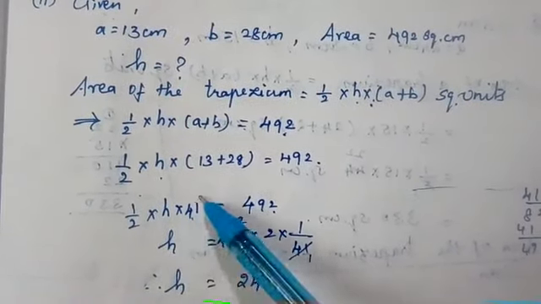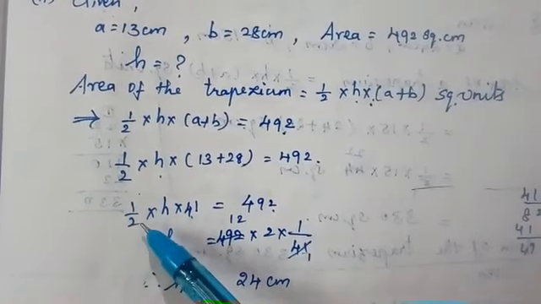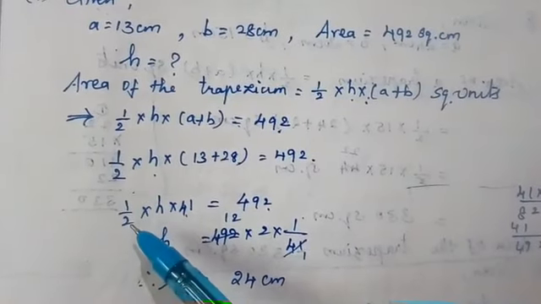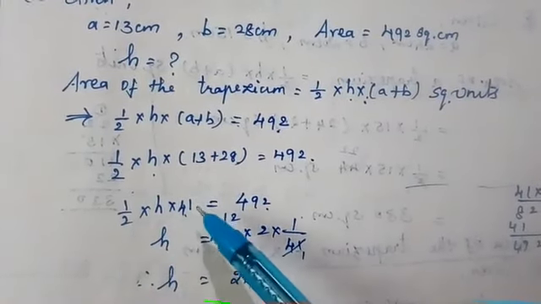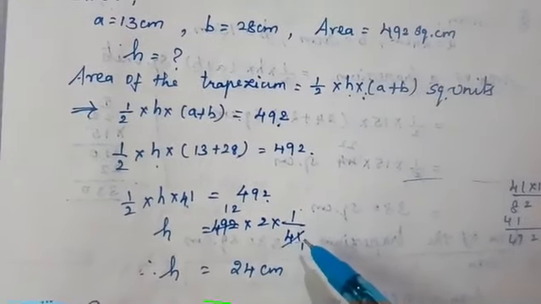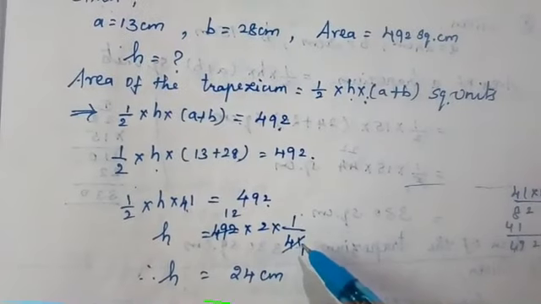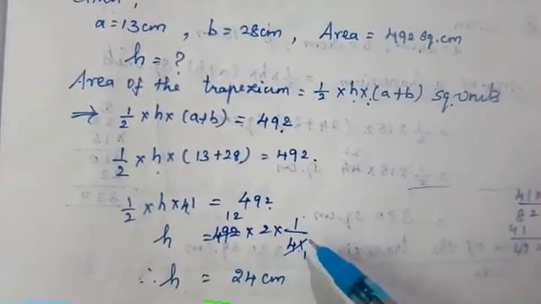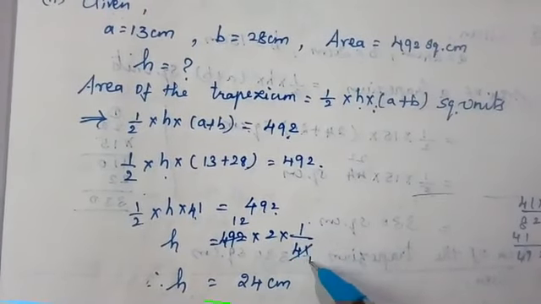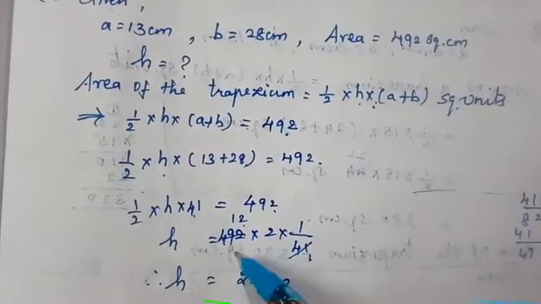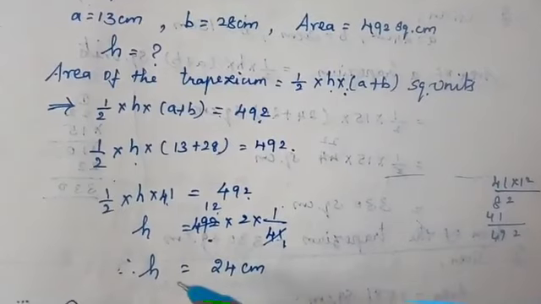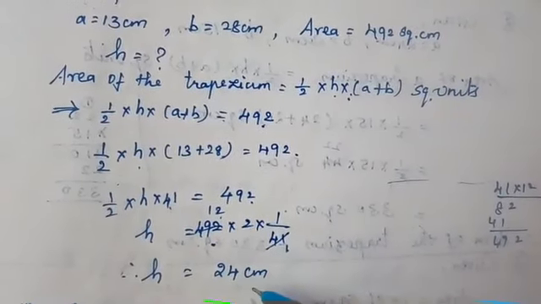Now, cancelling is possible on the left hand side, otherwise you transpose to the right hand side. 1 by 2 moves to the right hand side and becomes 2 by 1, that is 2. 41 is 1 by 41. 41 is a prime number. Prime number means it is divisible only by 1 and itself. So we check with the same number table, that is 41. 41 times 12 we get 492. Suppose you check with this multiplication. So H equals 12 into 2, that is 24 centimeter.